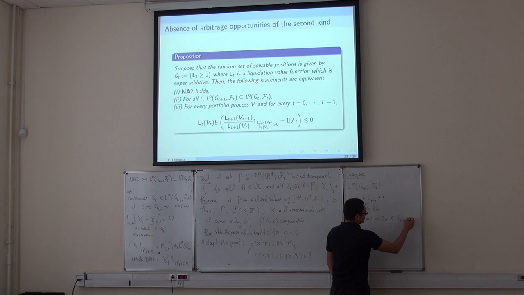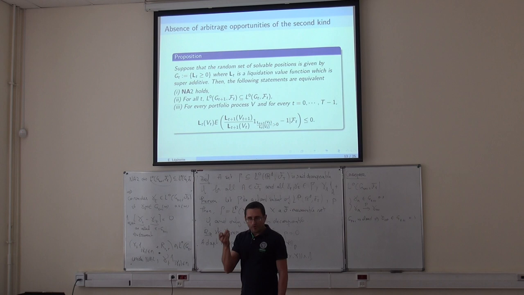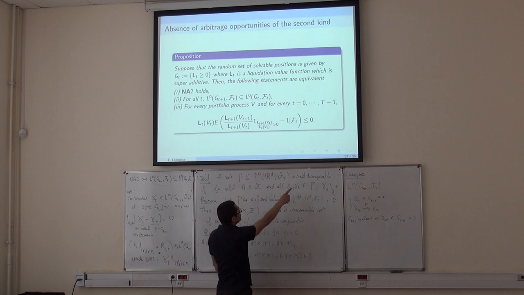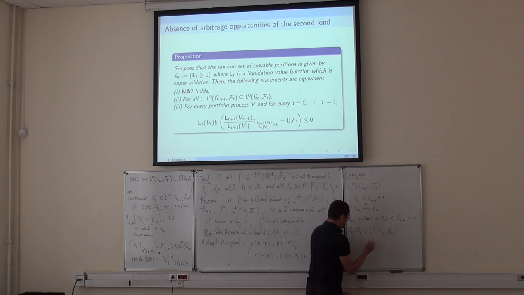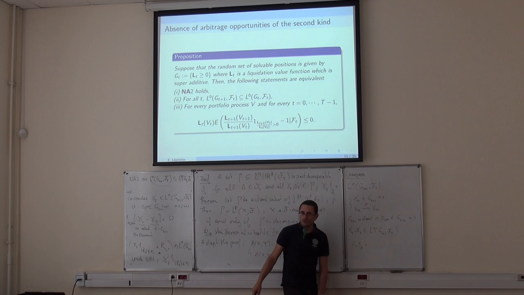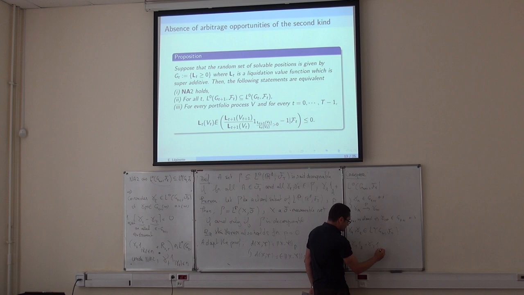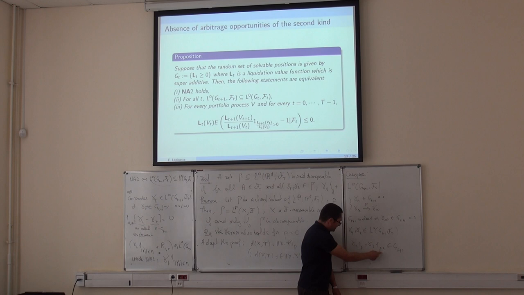Moreover, it is obvious that such a set is decomposable, because just check that if gamma 1, gamma 2 belong to this set, then of course you work with this sigma algebra because they are F_t measurable. So consider such a combination, where it's obvious that this new random variable belongs to G_{t+1}, because it suffices to check on each element of the partition. Yes? So this is obvious.